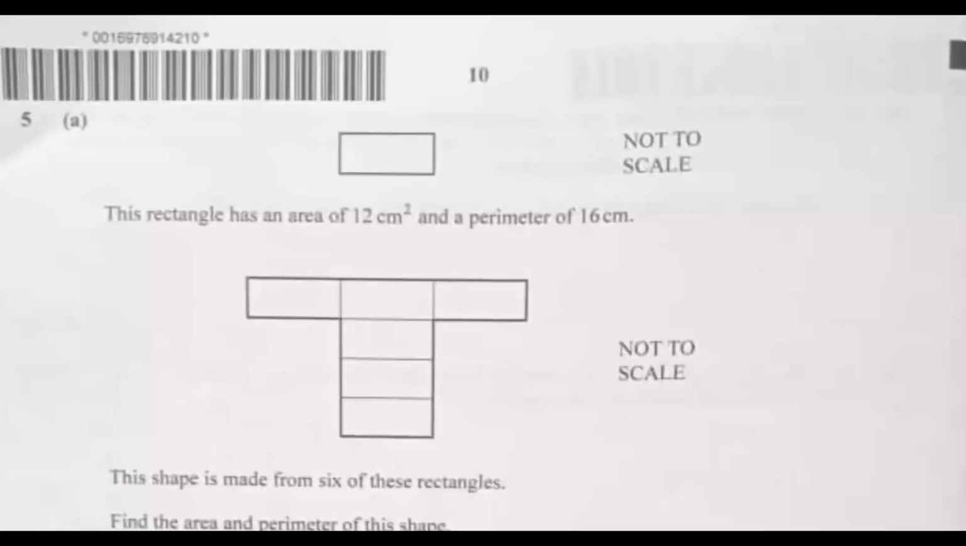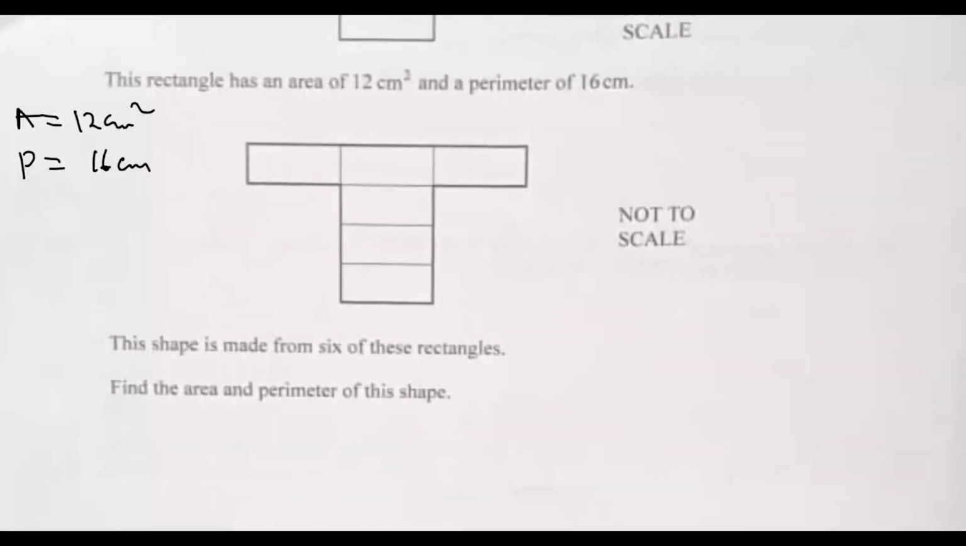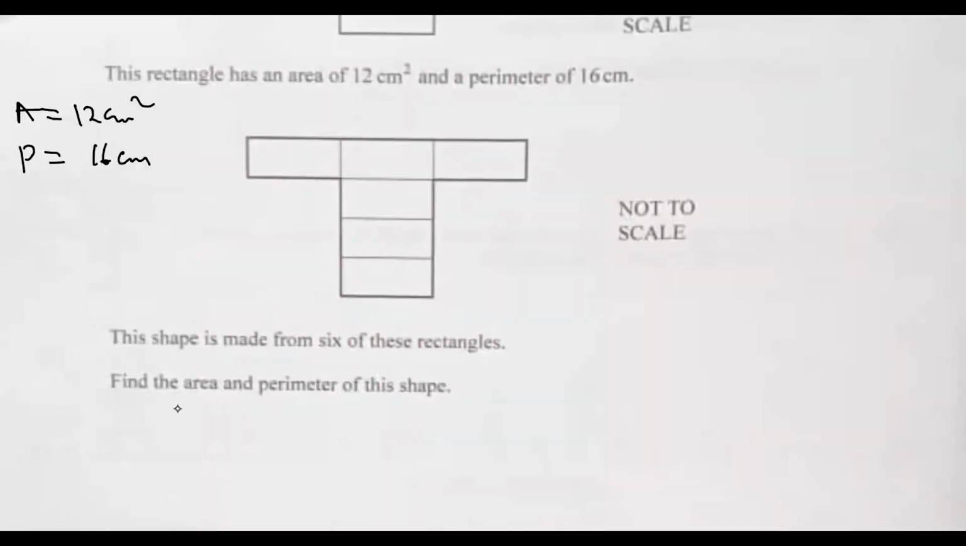We need to go to the next question. That will be question 5a. We have this rectangle. This rectangle has an area of 12 centimeters. So I can say the area is 12 centimeters squared, and the perimeter P is 16 centimeters. This shape is made from 6 of these rectangles, and we are asked to find the area and perimeter of this shape.